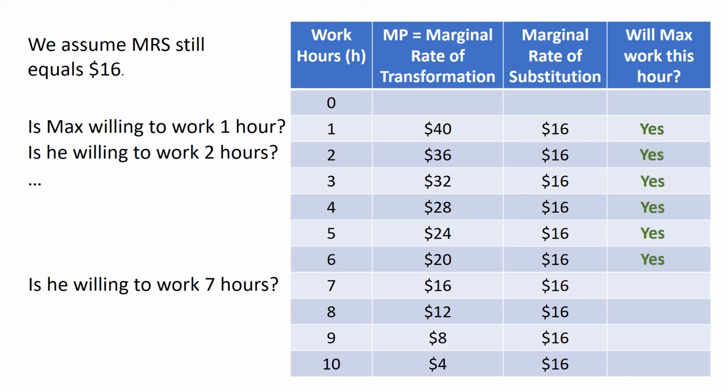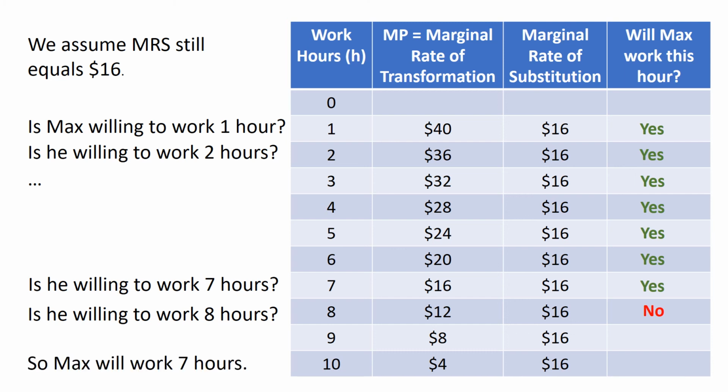When he gets to the 7th hour, he's just indifferent between working that hour or not, but we'll say he works the 7th hour. However, when he gets to the 8th hour, he'll be making $12 if he works that hour, but he values his free time at $16. So it's not worth it for him to work the 8th hour. That means that Max will only work up until 7 hours, which is where the marginal rate of transformation equals the marginal rate of substitution. They're both 16.